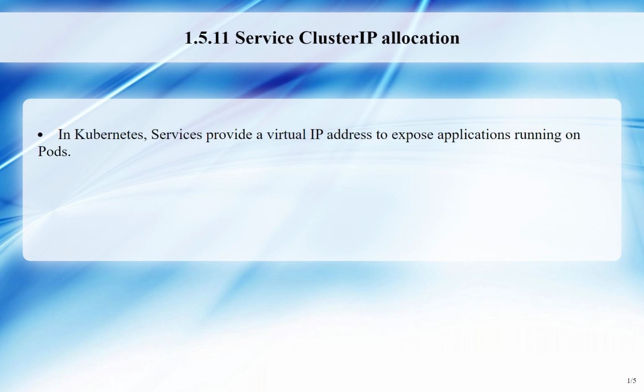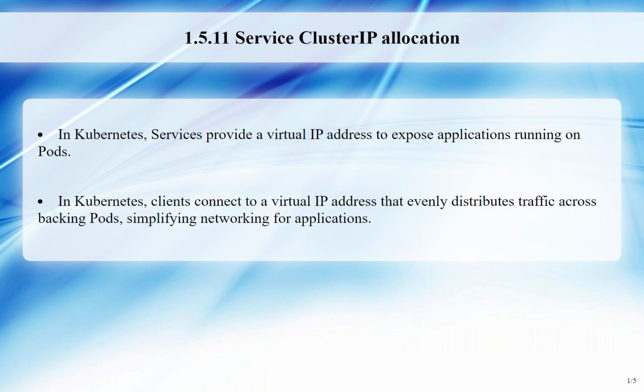In Kubernetes, services are used to expose applications running on a set of pods. Services have a cluster-scoped virtual IP address and can be of type ClusterIP. Clients can connect to the virtual IP address, and Kubernetes will load balance traffic across the different backing pods for that service. This abstraction simplifies networking for applications in Kubernetes.